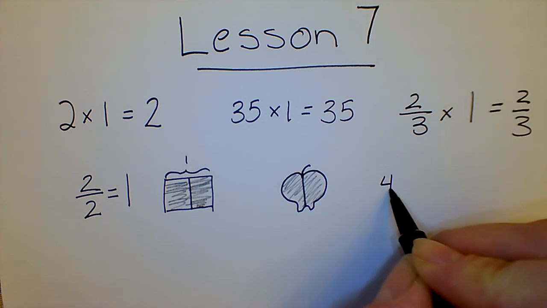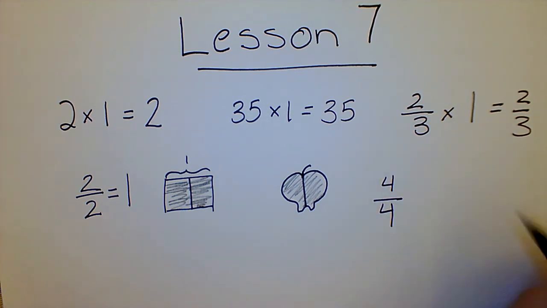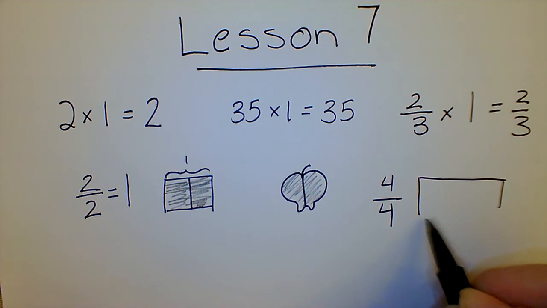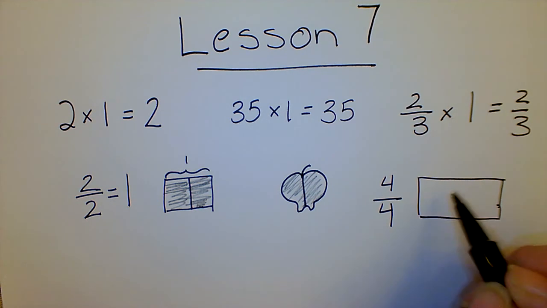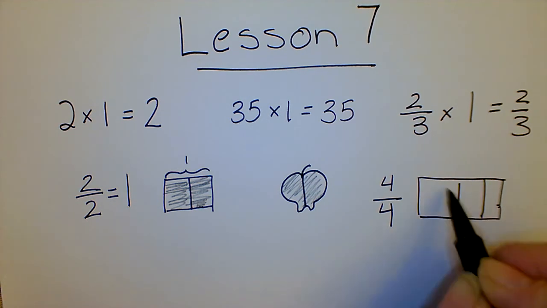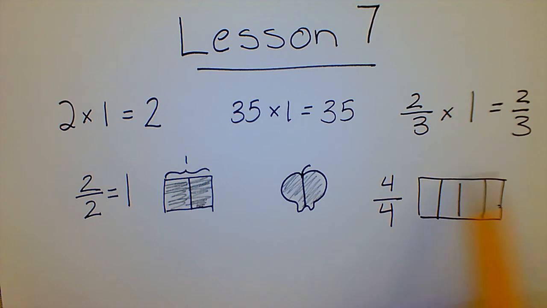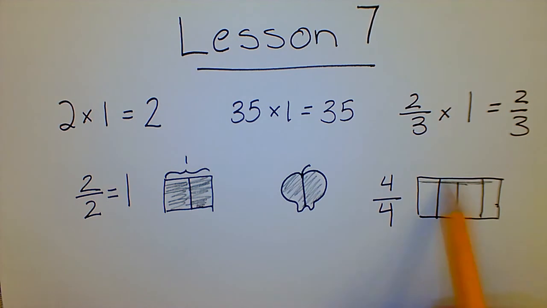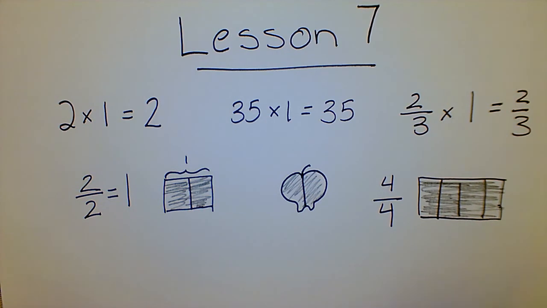Similarly, if I have 4/4, let me do a tape diagram for that. My denominator is 4, so I'm going to make 4 parts. And I have all 4 because my numerator is telling me I have 4/4. I have all 4 of them right here. So if I have 4/4, that's the same thing as saying I have 1 whole.